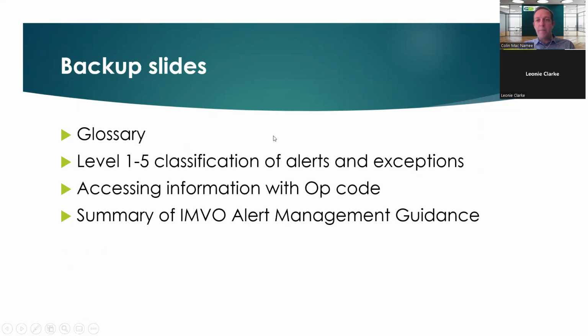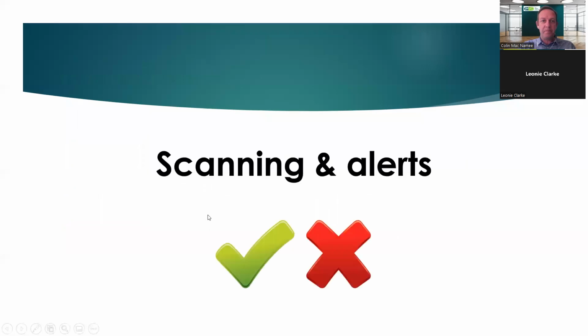So there's also some backup slides. This slide deck will be circulated in the morning. And those backup slides will contain a glossary, some details of level 1 to 5 classification of alerts and exceptions, and I'll explain what that means in a moment. Accessing information with opcodes, so how you actually use your FMD software to get information, and then a summary of the IMVO alert management guidance.